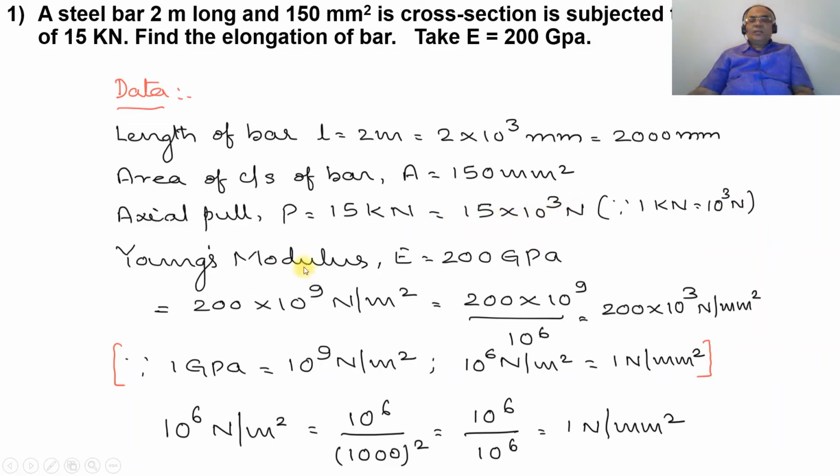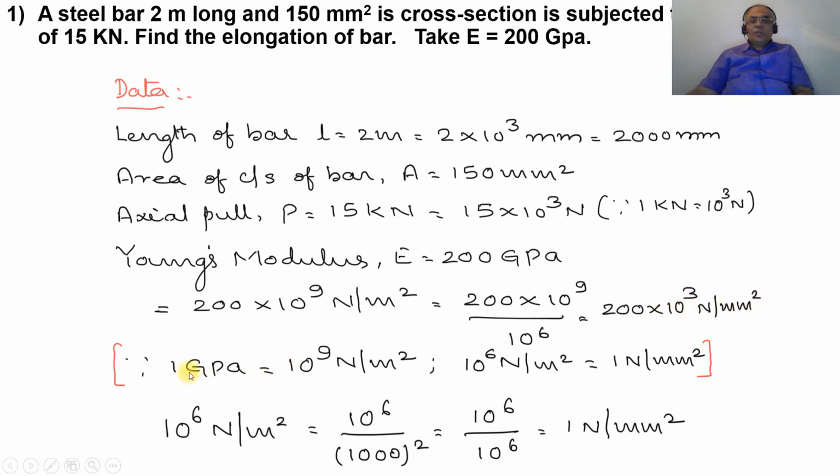So what is Young's modulus? Young's modulus E is equal to 200 GPa. What does it mean? 200 into 1 GPa, and 1 GPa is equal to 10 to the power of 9 Newton per meter square. So 200 into 10 to the power of 9 Newton divided by meter square. 1 meter square will be equal to 10 to the power of 6 mm square, so divided by 10 to the power of 6. From 10 to the power of 9 and 10 to the power of 6, we are left with 10 to the power of 3. So 200 into 10 to the power of 3 Newton per mm square.